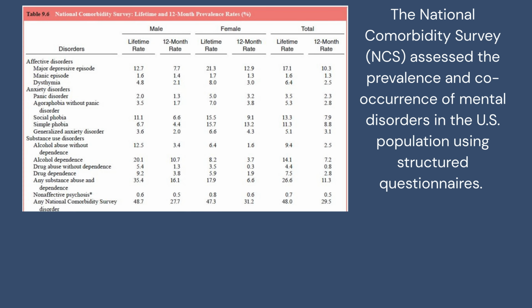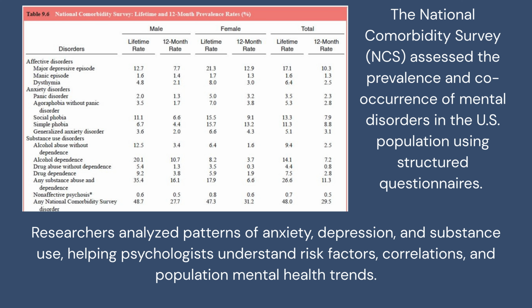The National Comorbidity Survey, NCS, assessed the prevalence and co-occurrence of mental disorders in the U.S. population using structured questionnaires. Researchers analyzed patterns of anxiety, depression, and substance use, helping psychologists understand risk factors, correlations, and population mental health trends.